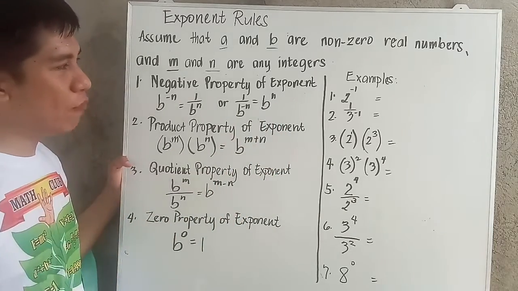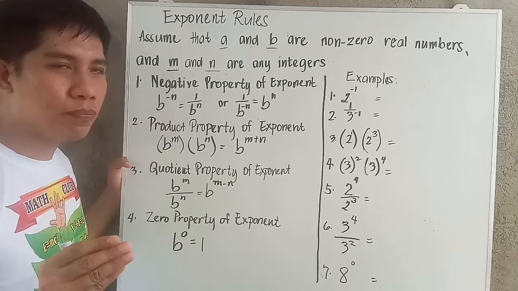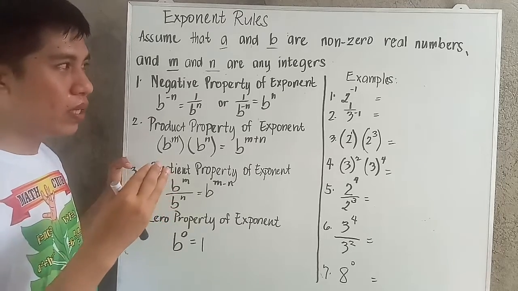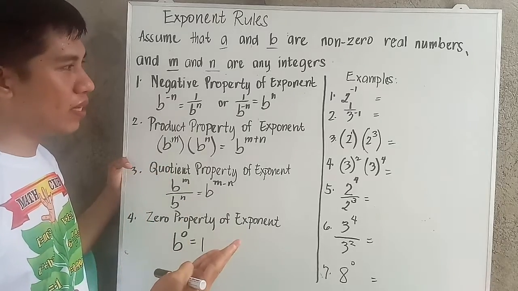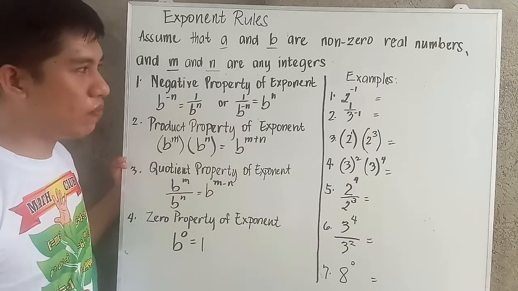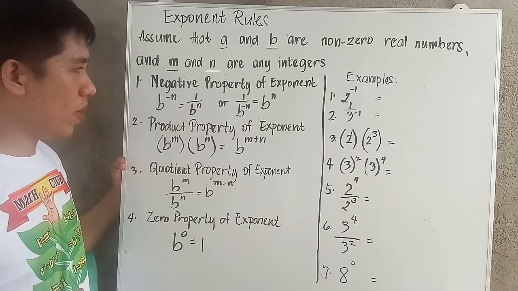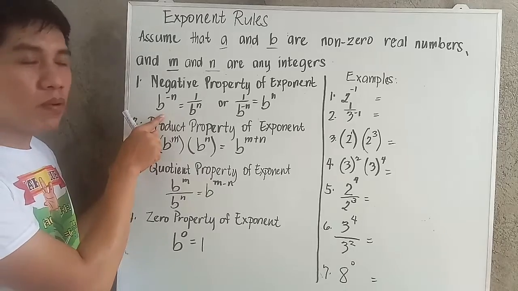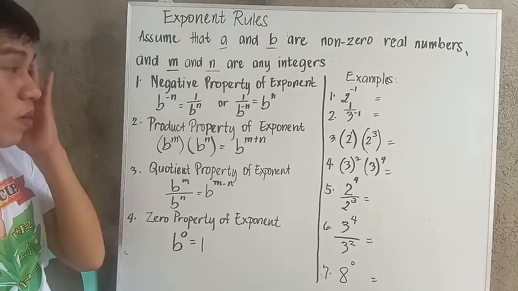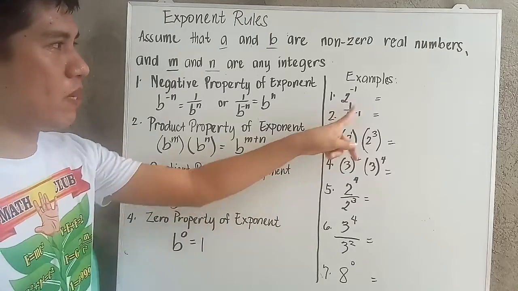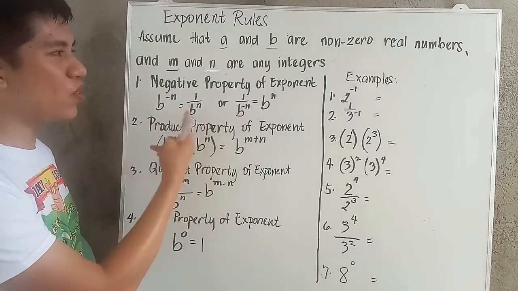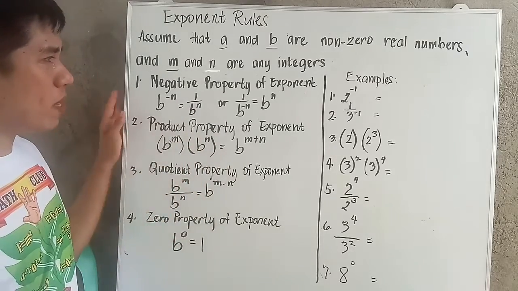Meaning, if we have a negative exponent, all we have to do is get the inverse of that value. The inverse of 1 over b raised to the power of -n is equal to b raised to the power of n. And b raised to the power of -n is equal to 1 over b raised to the power of n. I have here some examples for us to illustrate and understand what this rule is all about.